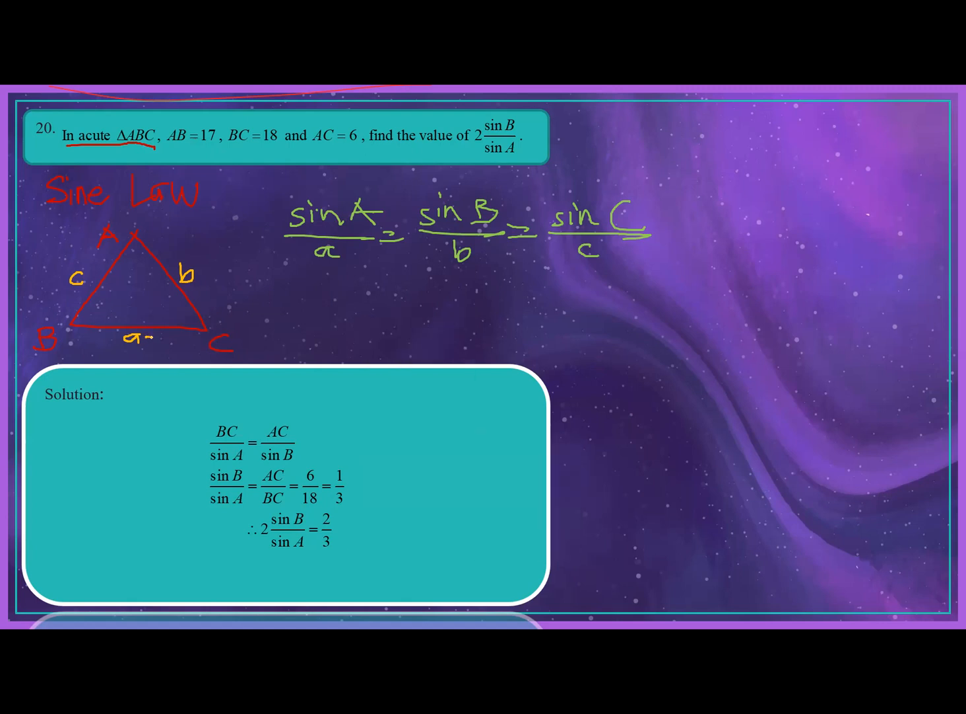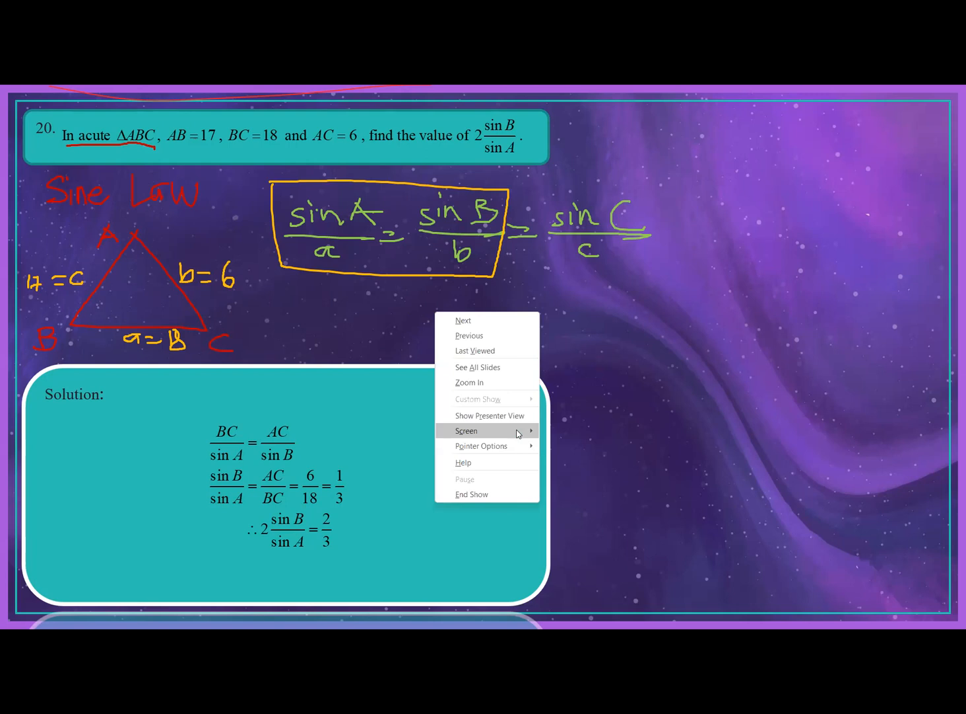we have BC, which is 18. AC is 6. And AB is 17. Okay, that's 17. Right? So now we need to find 2 sine B over sine A. So it means we need to use this equation, right? Sine A over A equals sine B over B.